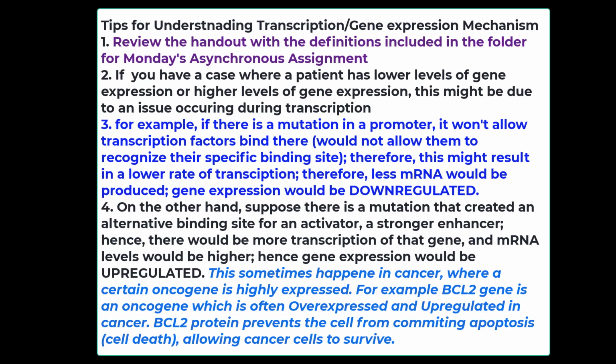This sometimes happens in cancer where a certain oncogene is highly expressed. For example, the BCL2 gene is an oncogene which is often overexpressed and upregulated in cancer. BCL2 protein prevents the cells from committing apoptosis or cell death, thus allowing cancer cells to survive. So it's very beneficial for a cancer cell to overexpress the BCL2 gene.